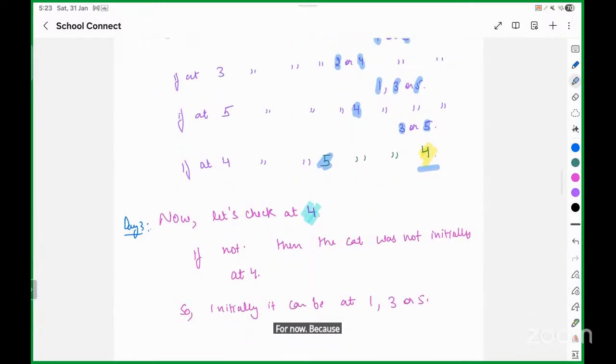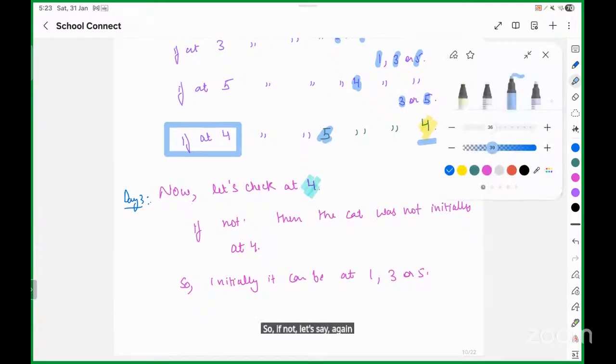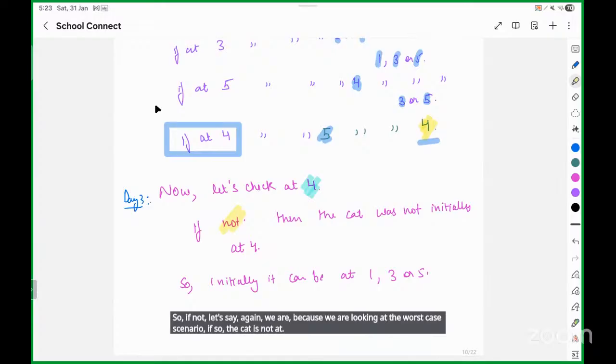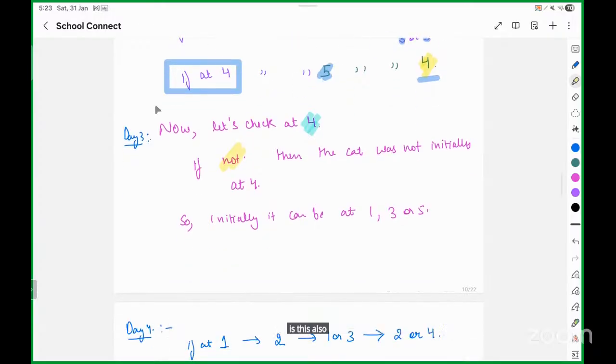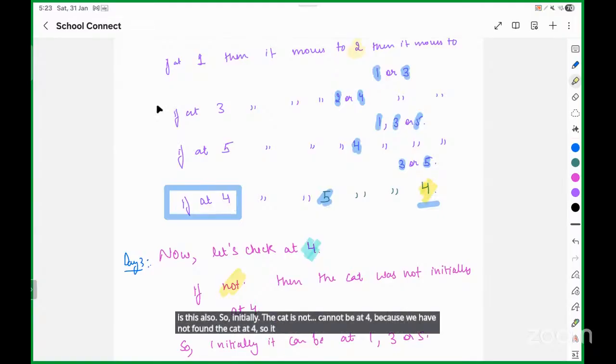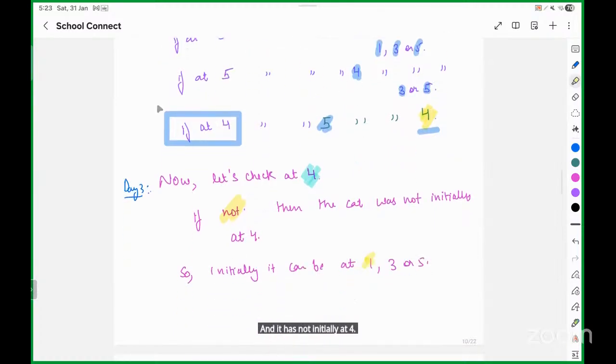Because if it is not at 4, then we have ruled out that initially the cat is at 4. So, let's say again, because we are looking at the worst case scenario, the cat is not there either. So initially the cat cannot be at 4 because we have not found the cat at 4. So the cat is initially at either 1, 3, or 5.